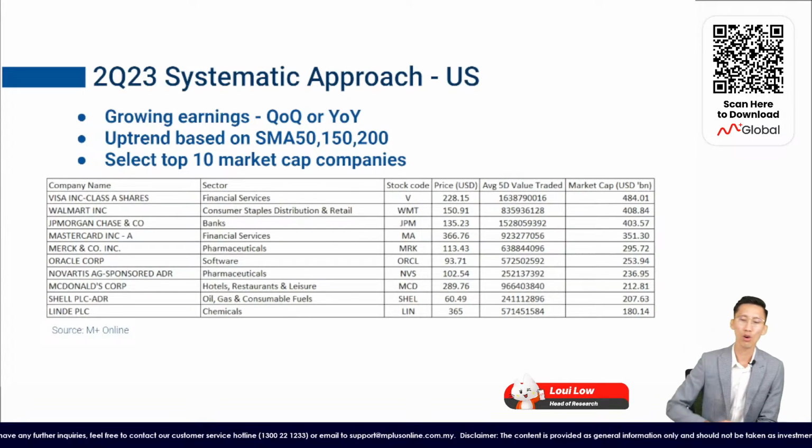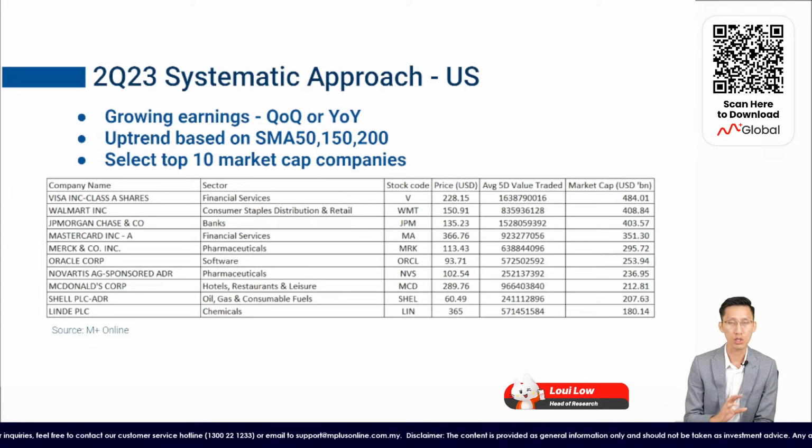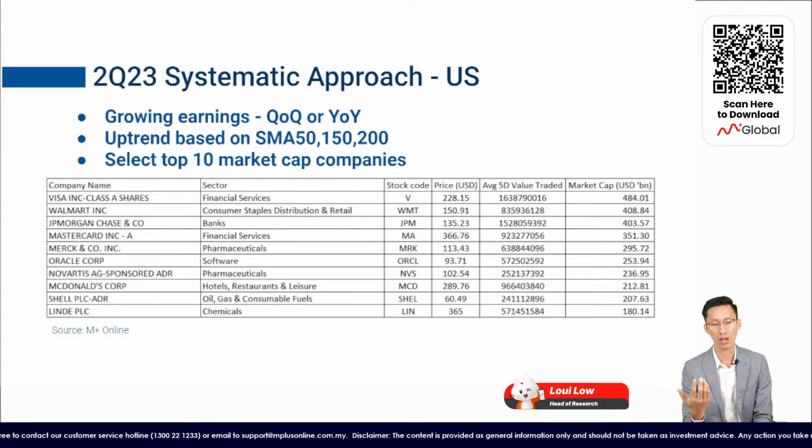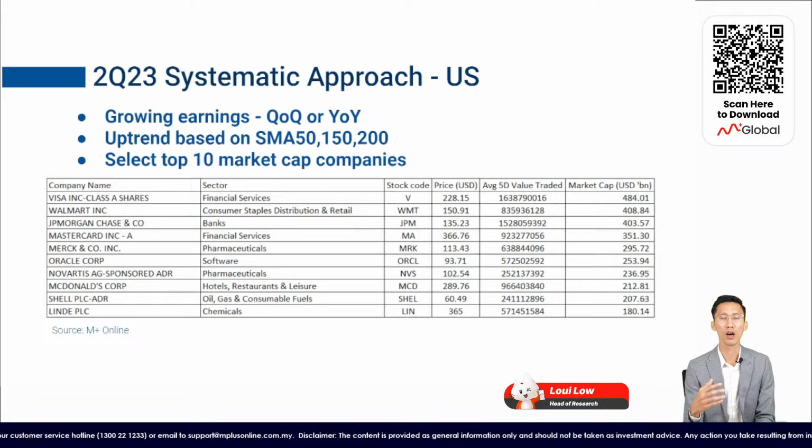Okay, so for the US side, I am also using the same methodology. At least they have some growing earnings. They have some uptrend characteristic in terms of SMA 50, 150, and 200. And you can select these top 10 companies from this list when they have fulfilled the first and second criteria. You can select the top 10 market cap companies. And these are some of the companies. And we can see that it's quite well diversified when we select these top 10 counters.